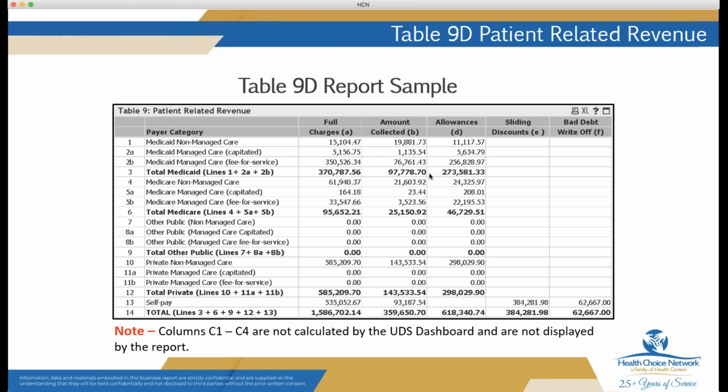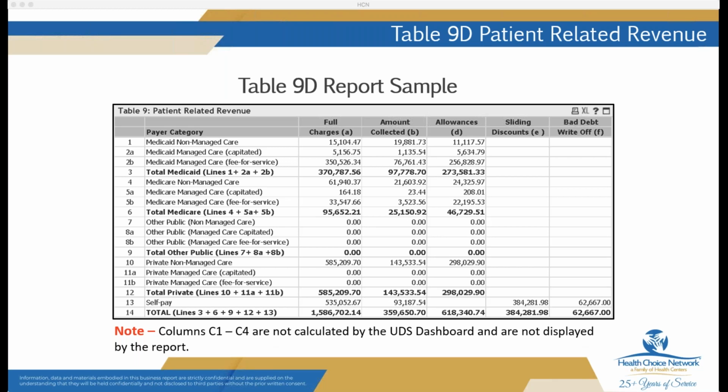So the first column, A, full charges, reports the total charges for each payer category. Charges are included if they are billed to and covered, at least in part, by the responsible party, even if some or all of the charges were written off due to contractual allowances, sliding discounts, or bad debt. So column A adds all of the charges made against the payer categories during the reporting period for patients who qualified for Table 9D.